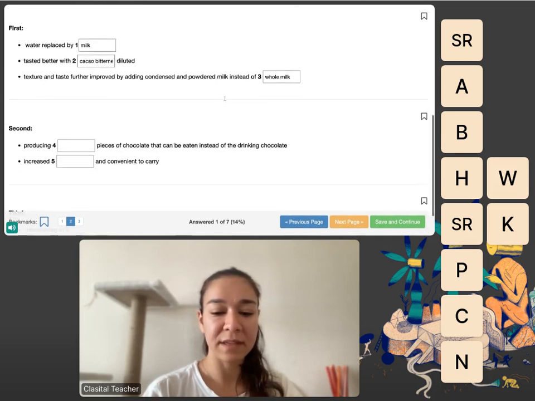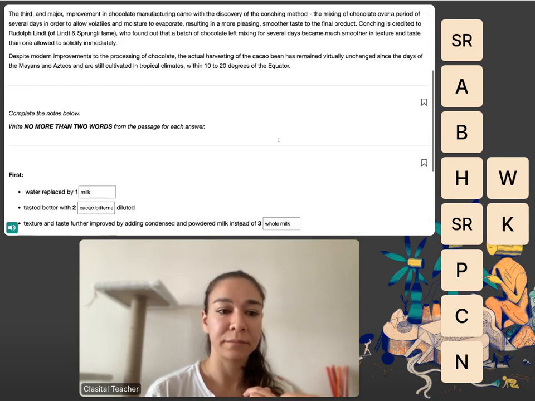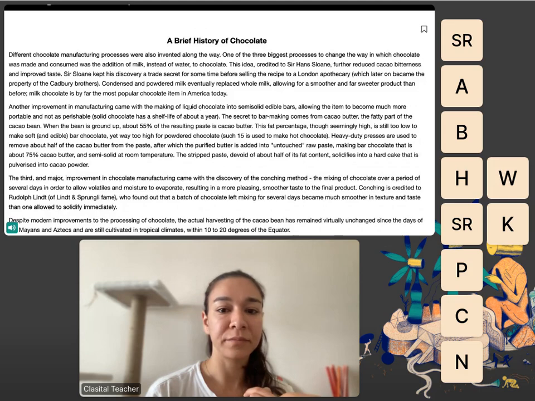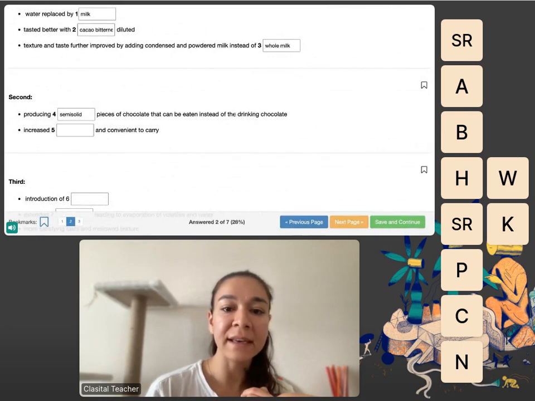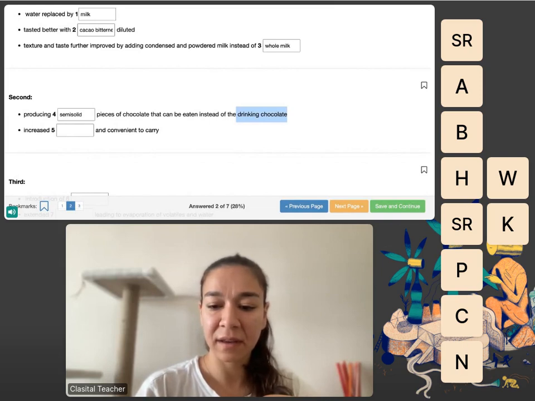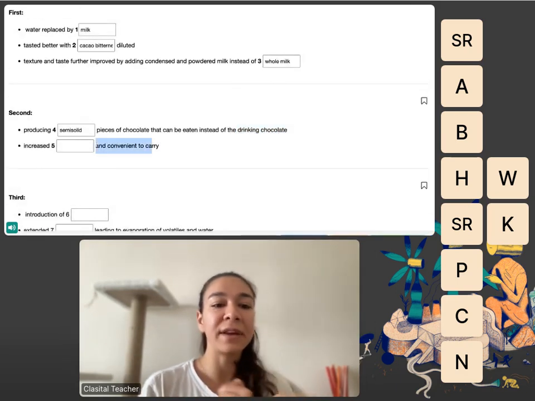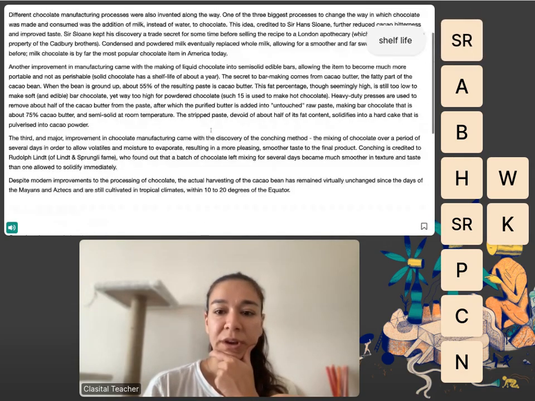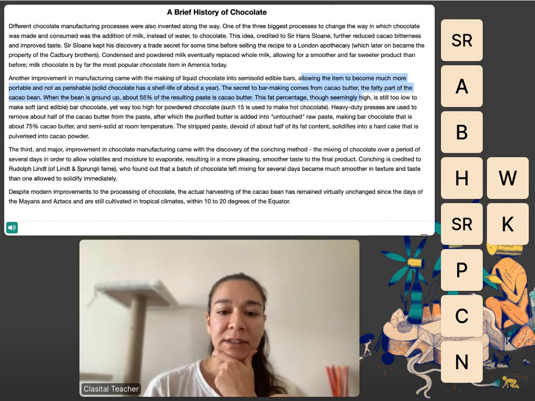Producing semi-solid pieces of chocolate that can be eaten instead of drinking chocolate. Making liquid chocolate into semi-solid. Instead of liquid in here, they say drinking. Let me write it too. Drinking, and it says here liquid. Increase something and convenient to carry. It was here too: allowing the item to become much more portable and not as perishable, it says. Let's continue reading.